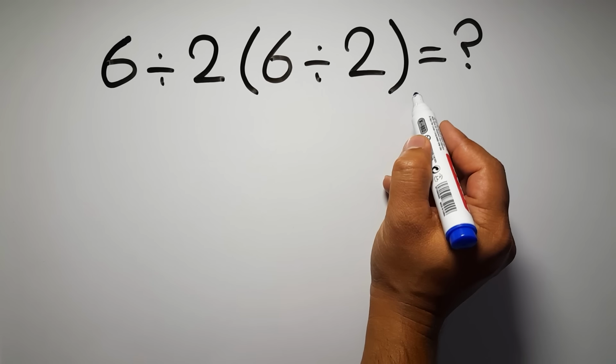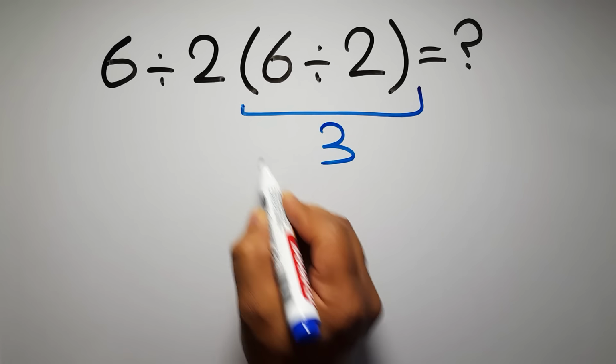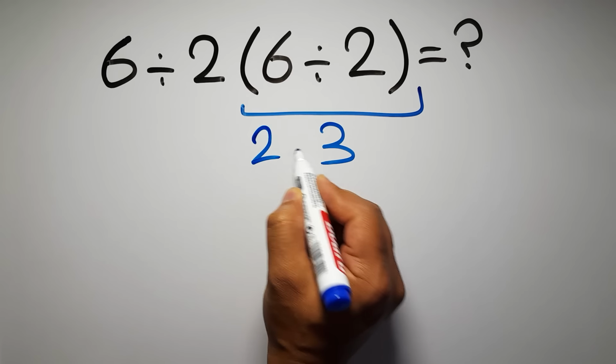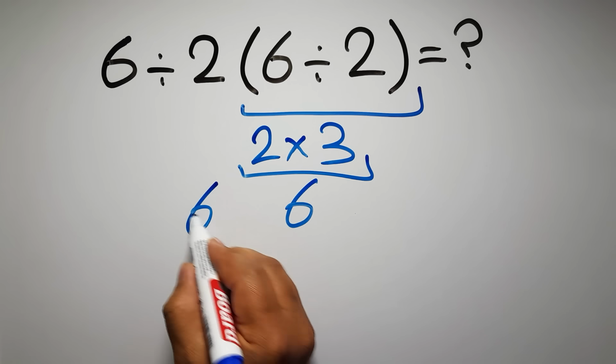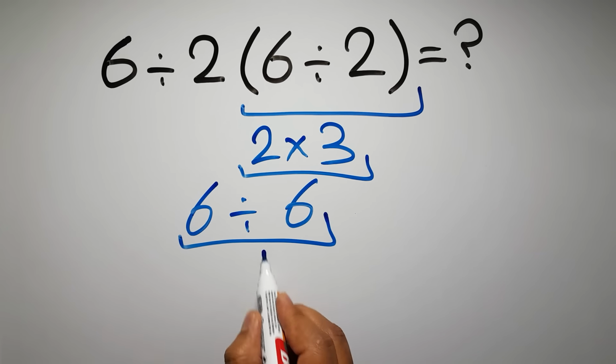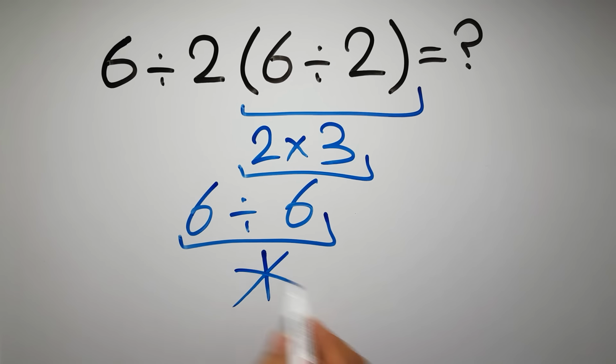6 divided by 2 gives us 3. And 2 times 3 gives us 6. So 6 divided by 6, which equals 1. But this answer is not correct.